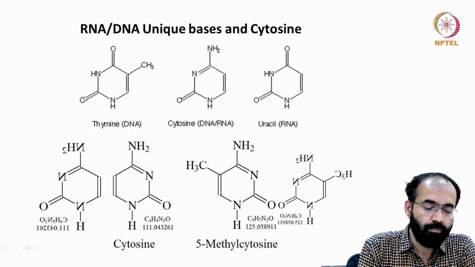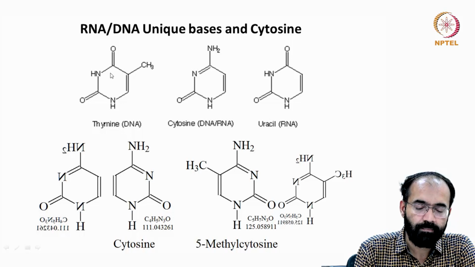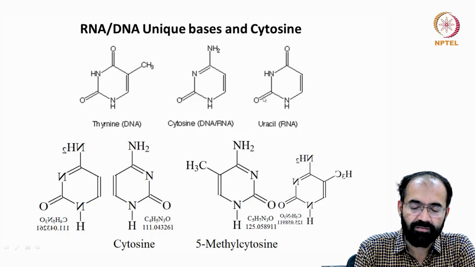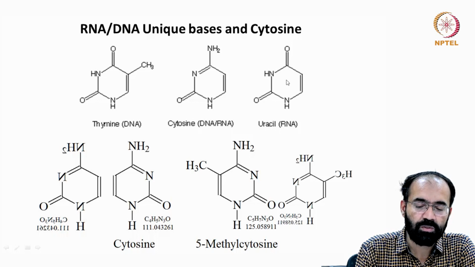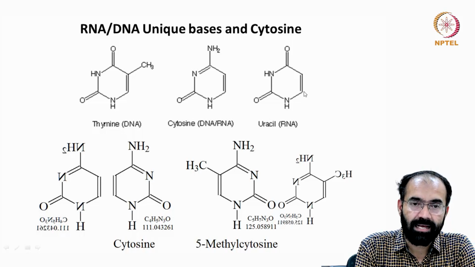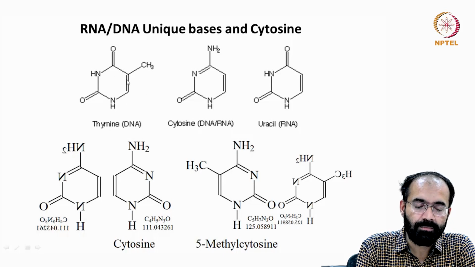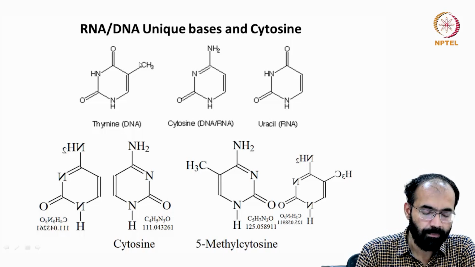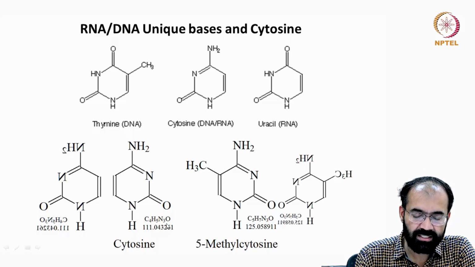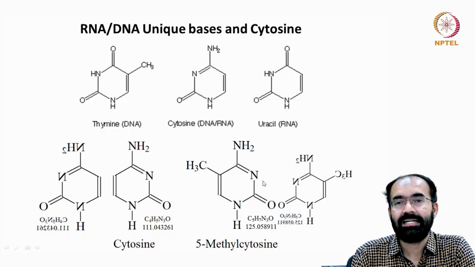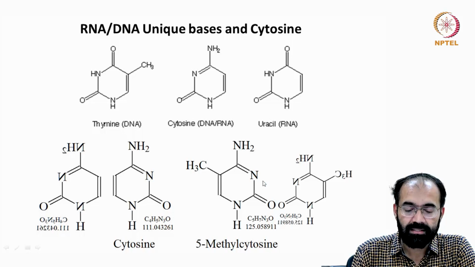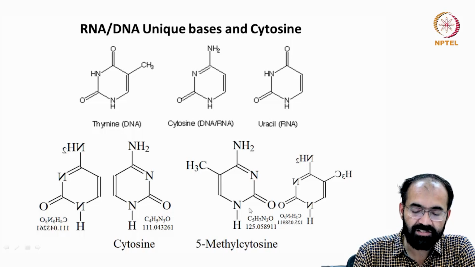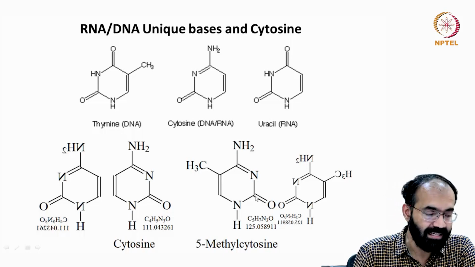They are pretty similar. You have a thymine here, you have a cytosine here, you have a uracil here. If you look closely, you can see uracil and thymine are very much similar except for a methyl group. Otherwise, they are basically the same. In the same way, you can see cytosine and methyl cytosine. In DNA, many times, like I told you, the cytosine can undergo further change. We call it a methylated cytosine.